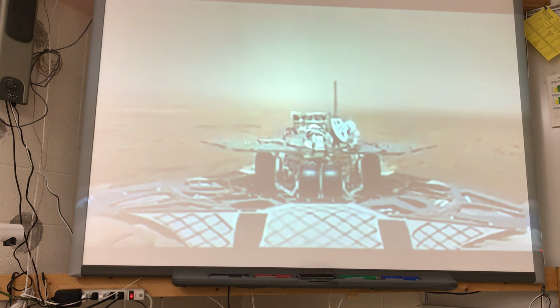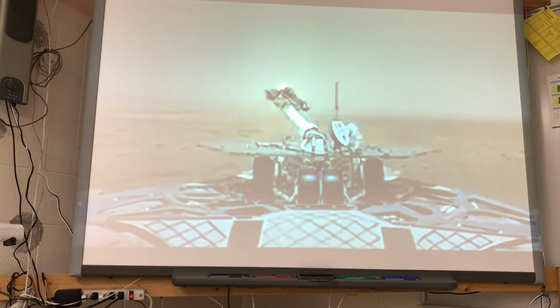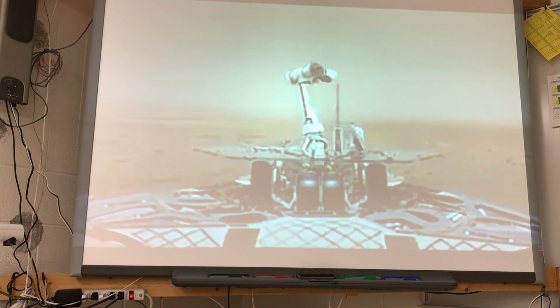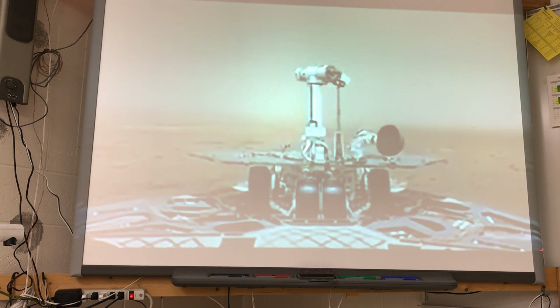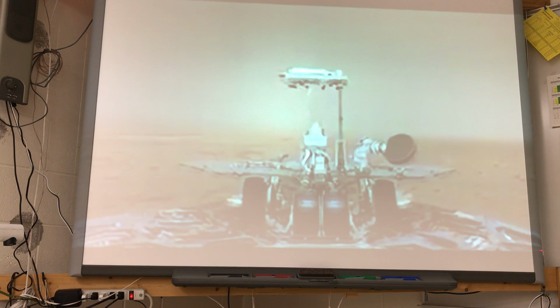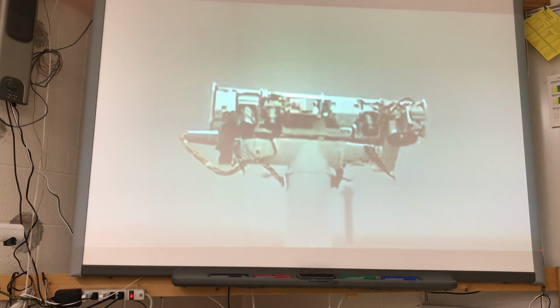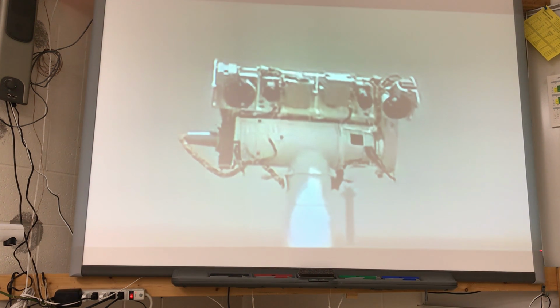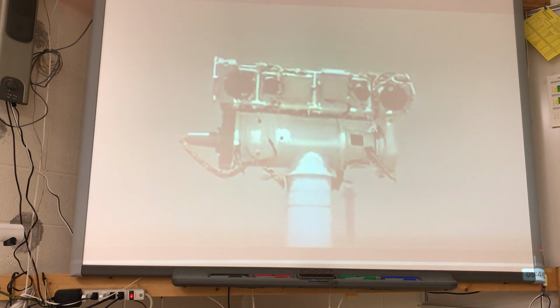And then believe it or not, one of the big things that they were really worried about is would they be able to roll it off of that platform? Because if they can't, now they're kind of stuck. They can't really do a whole lot just sitting there. But it did. They were able to successfully roll it off. So that is Spirit. Now there's been another one called Curiosity.